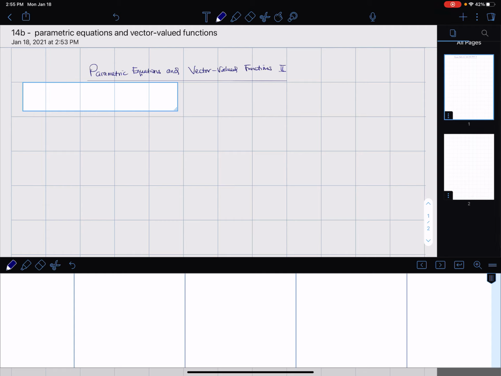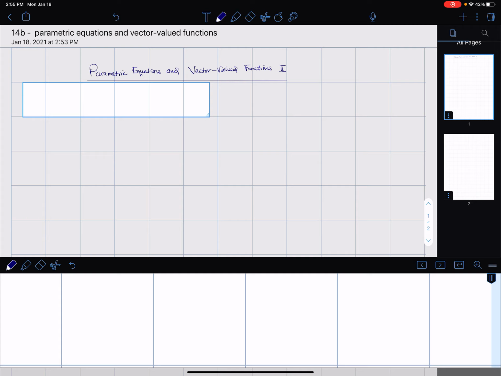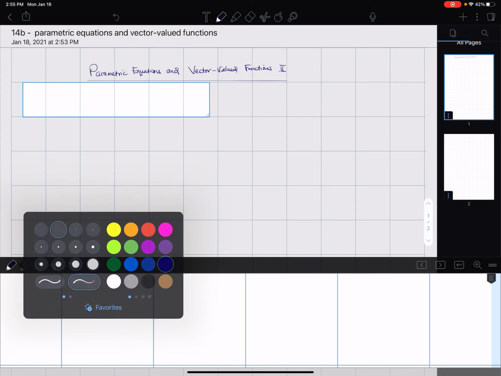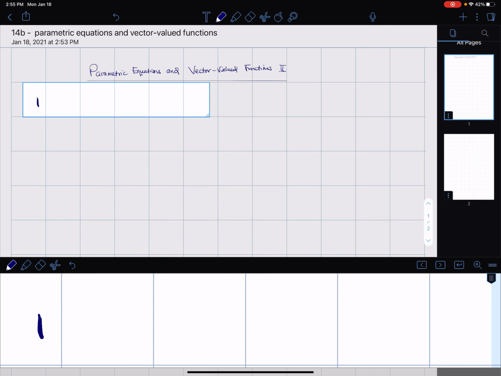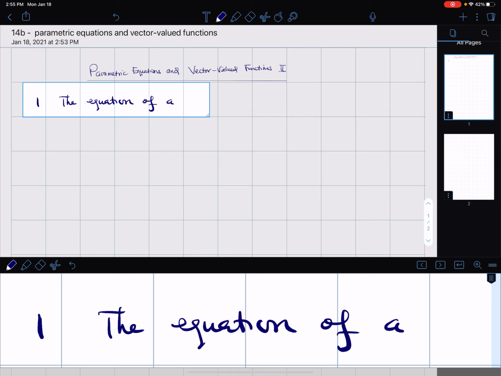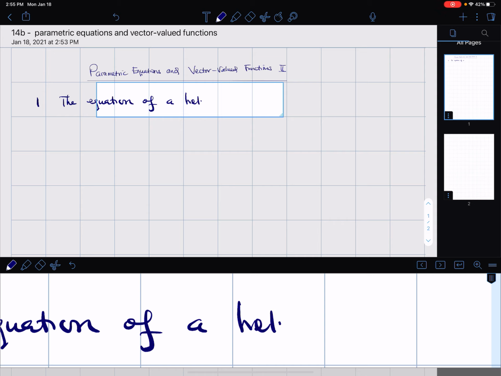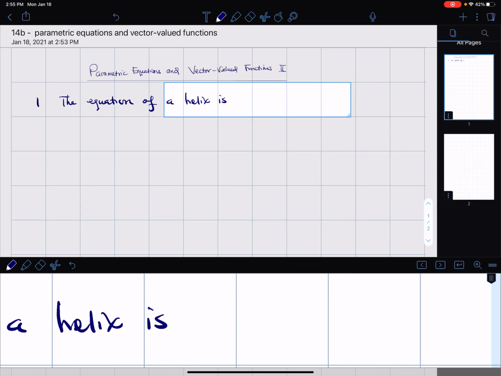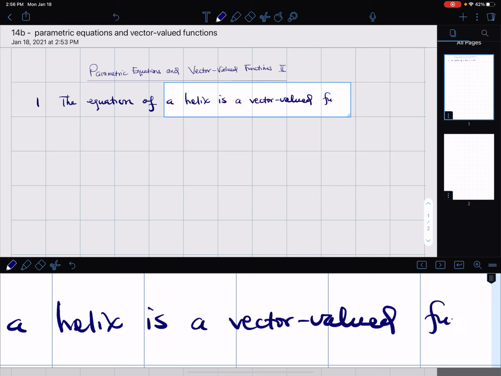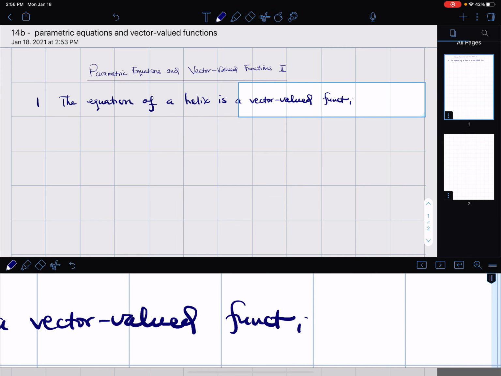All right, so we're going to continue with parametric equations and vector valued functions. Let's do an example, call it example 1. The equation of a helix is given by, actually, it's a vector valued function.